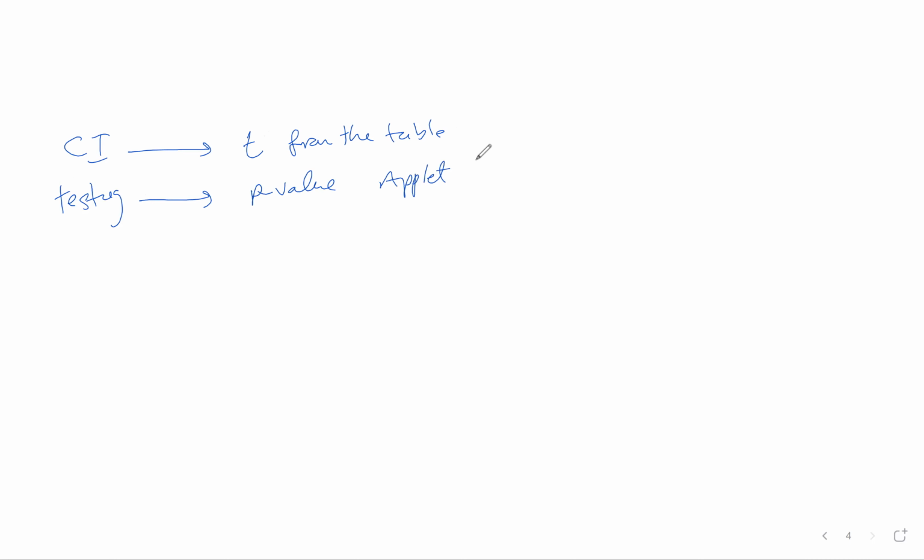So for the confidence interval, you need the t-value, which is at alpha over 2 and degree of freedom. You get this one from the table. But for testing H0 against H1, you need the p-value from the applet. For the confidence interval, I will print out the table itself. For testing, I will give you a screenshot from the applet. Does it answer your question or are you still confused?